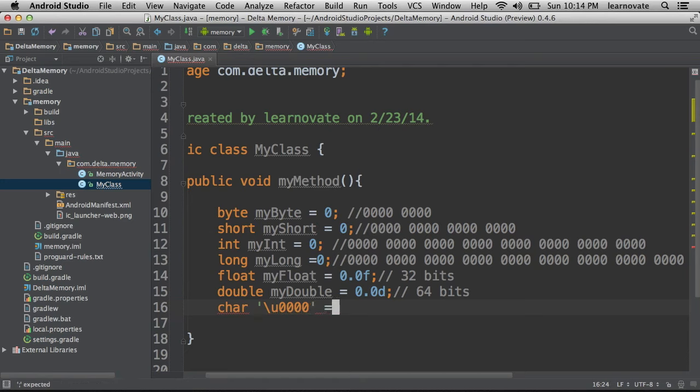My char equals that. Again, it's basically like a mapping of numbers to letters, with A starting around 65, a capital A. So I don't actually know what this symbol is in Unicode, but I do know that chars take up 16 bits.